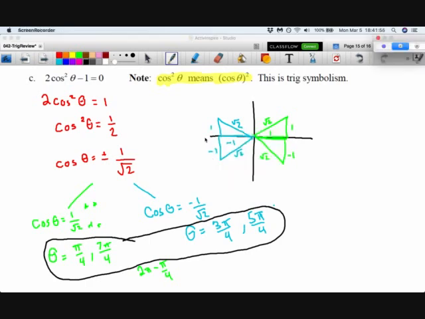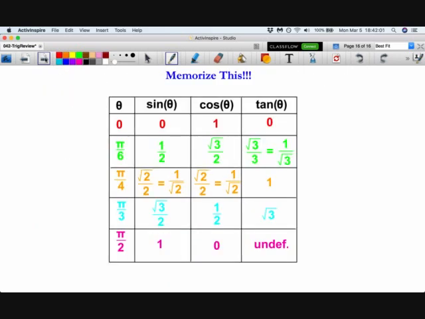I'll leave you with this. Take a picture of this. Take a screenshot of this. This is something you must memorize. This is something that you are responsible for knowing by heart. If you have another way of memorizing it, go ahead. I don't really care.